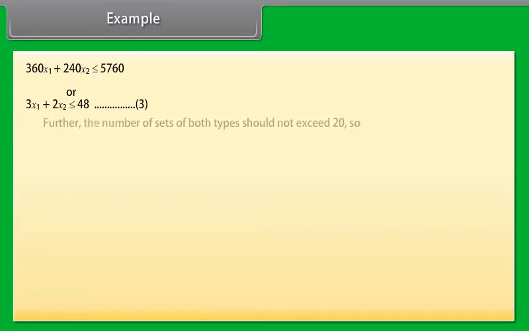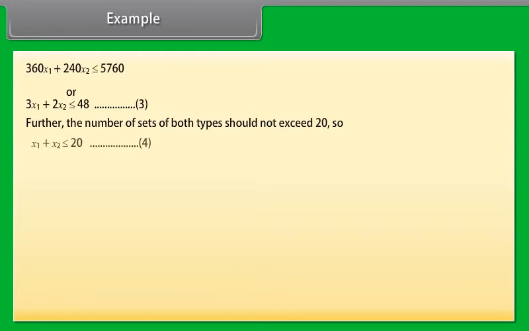That is, 360x1 plus 240x2 is smaller than or equal to 5,760, or 3x1 plus 2x2 is smaller than or equal to 48. Mark it as 3. Further, the number of sets of both types should not exceed 20, so x1 plus x2 is smaller than or equal to 20.